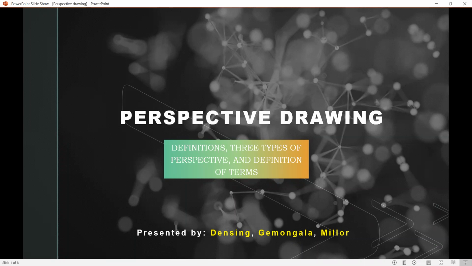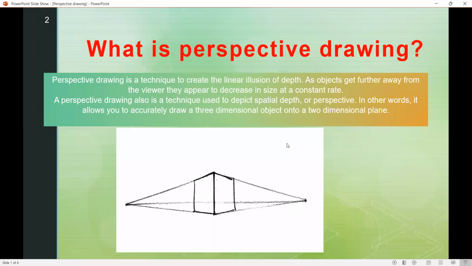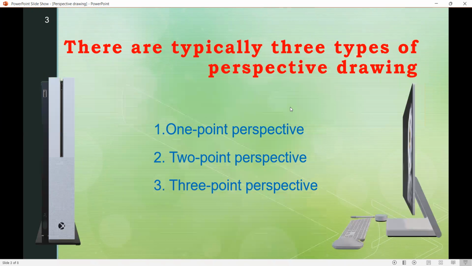What is perspective drawing? Perspective drawing is a technique to create the linear illusion of depth. As objects get farther away from the viewer, they appear to decrease in size at a constant rate. A perspective drawing also is a technique used to depict spatial depth or perspective. In other words, it allows you to accurately draw a three-dimensional object onto a two-dimensional plane. There are typically three types of perspective drawing: one-point perspective, two-point perspective, and three-point perspective.